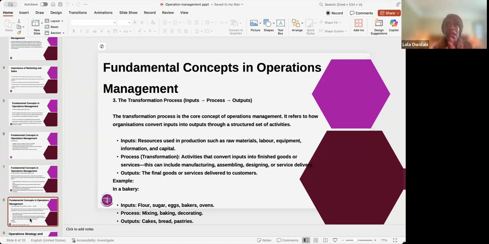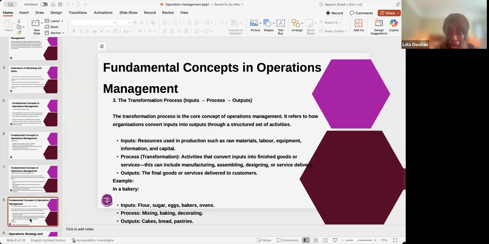Because can you imagine butter, eggs, sugar, flour, flavoring, etc.? It's only when you put them all together that they come out as a cake. Prior to that, you can use them for different things. But your process right now, the transformation you require, is that cake. And so that transformation is, in short, activities that convert inputs into finished goods or services. And I've used the cake as the most simple definition. And this can include manufacturing, assembling, designing, or service delivery.